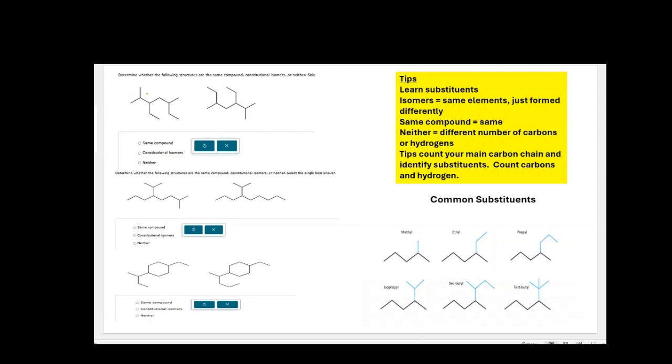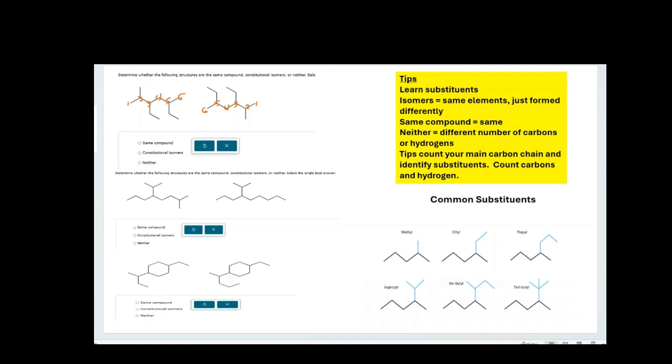So let's start with this first one. We'll start by counting the carbons on the main chain. So I count 1, 2, 3, 4, 5, 6. All right. And then I go to my other compound right here and I'll count, 1, 2, 3, 4, 5, 6. So what I notice is I have 6 carbons on my main chain. Now I want to focus on these substituents that are hanging out here.